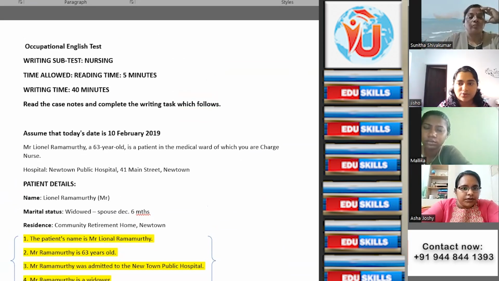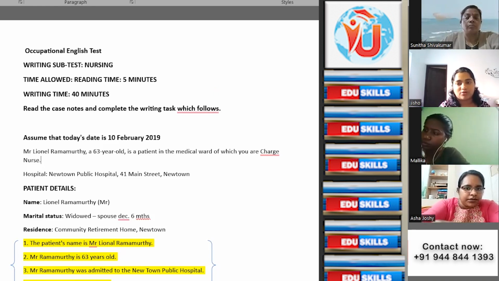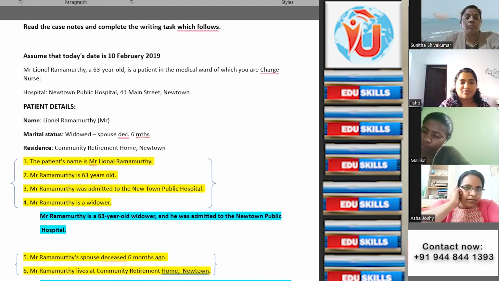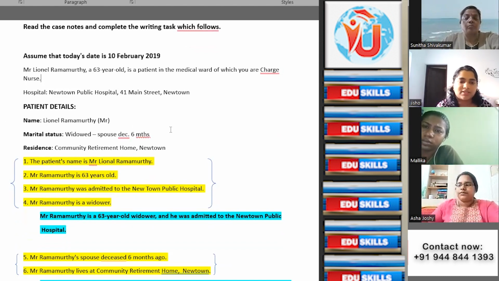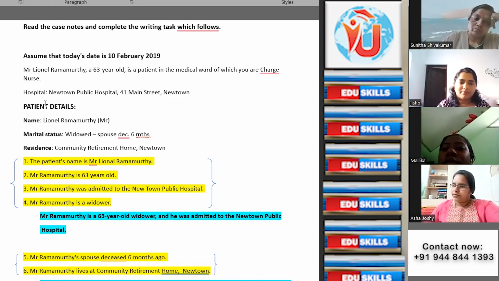Yesterday Sonia explained these simple sentences well, and she transformed all the case notes into simple sentences. So I am using those simple sentences and transforming them into compound sentences. Here I am using some related simple sentences and making compound sentences. We can see here in patient details, I hope all of you have Lionel Ramamurthy's PDF or printed material. You can use that, or you can see this window. Okay, so patient details: name Lionel Ramamurthy, marital status widowed, spouse died 6 months ago, residence community retirement home, Newtown.